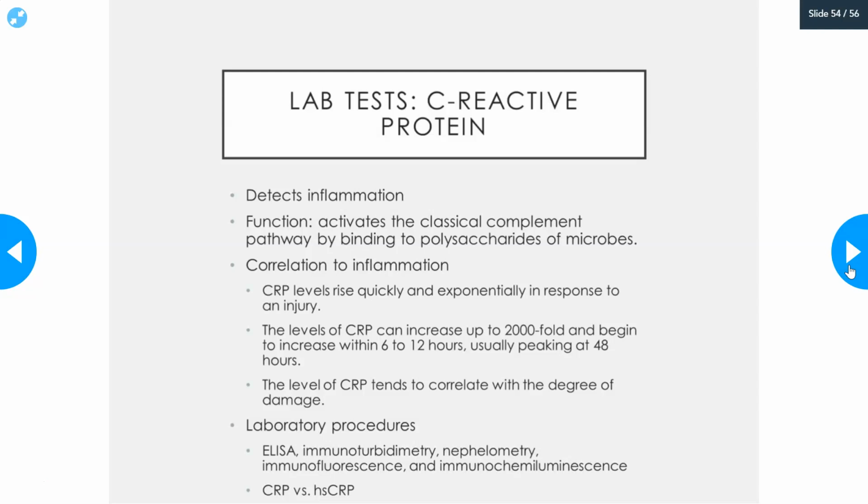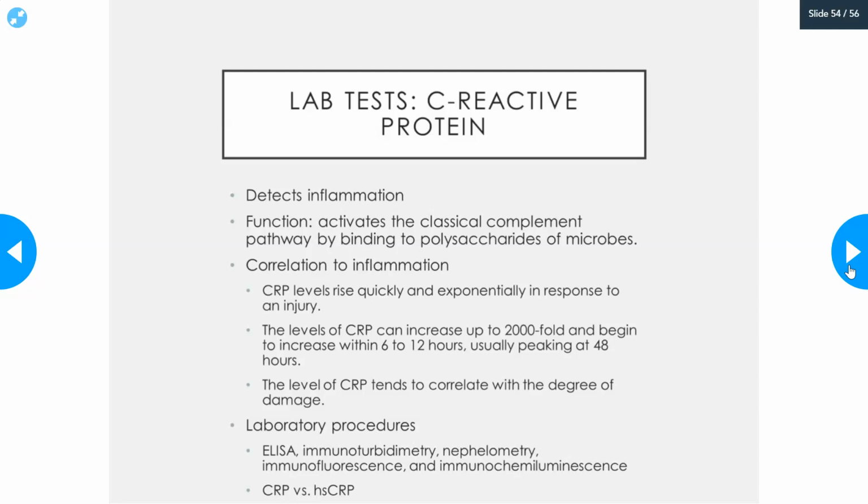CRP levels rise quickly and exponentially in response to an injury and to inflammation. The levels of CRP can increase up to 2,000-fold and begin to increase within 6 to 12 hours of injury or infection, usually peaking at 48 hours. The level of CRP tends to correlate with the degree of damage. So the higher the CRP is, the higher the damage, or the more inflammation there is. The lab procedures are usually done by ELISA, immunoturbidimetry, nephelometry, immunofluorescence, or immunochemiluminescence.